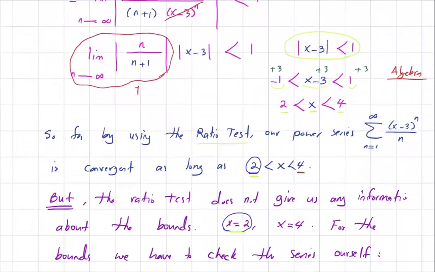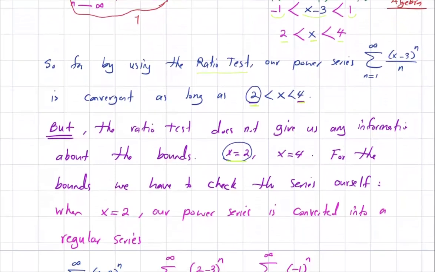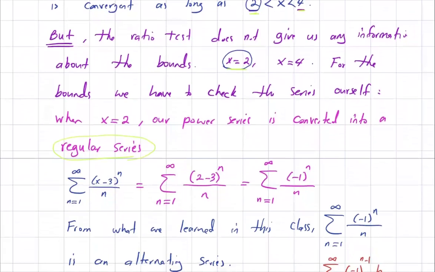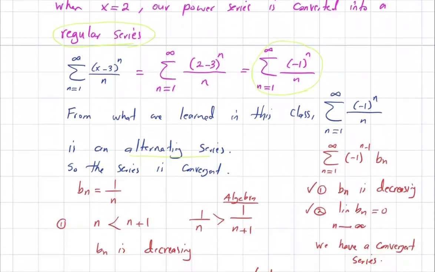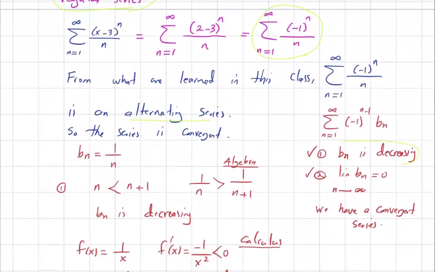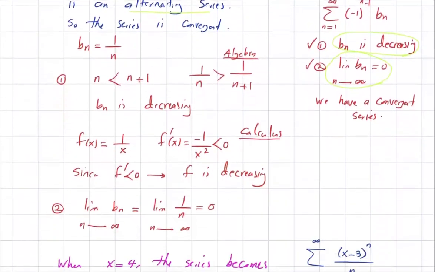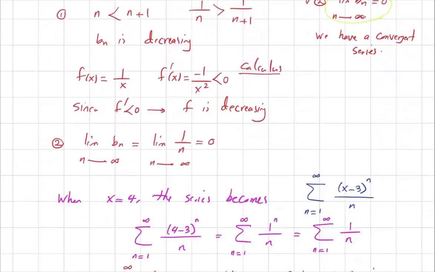If x is equal to 2, then you can rewrite your power series as a regular series that you saw before. For this regular series, you end up with an alternating series. This alternating series is basically a convergent series. Why is that? Because when we go back and check the alternating series condition for convergence, we see that bn is decreasing and the limit of bn as n goes to infinity is equal to 0. So we don't have any issue with the left bound. What about the right bound?